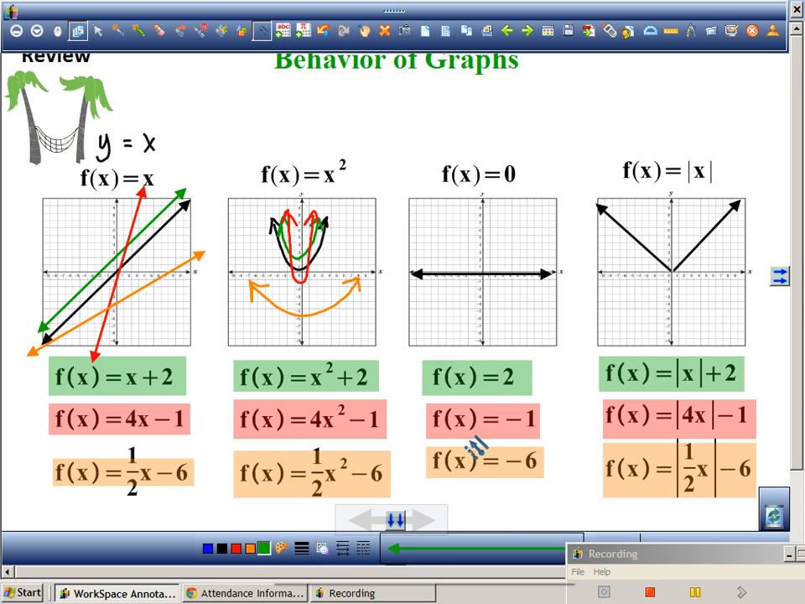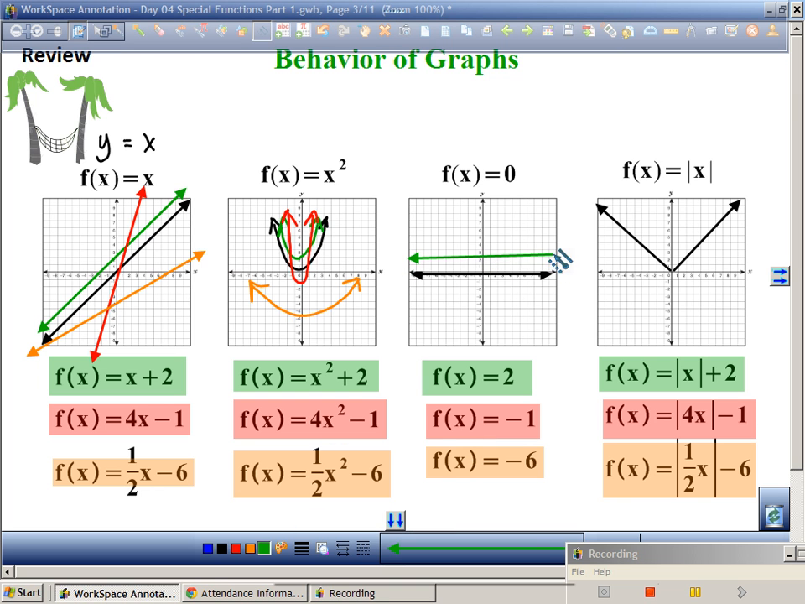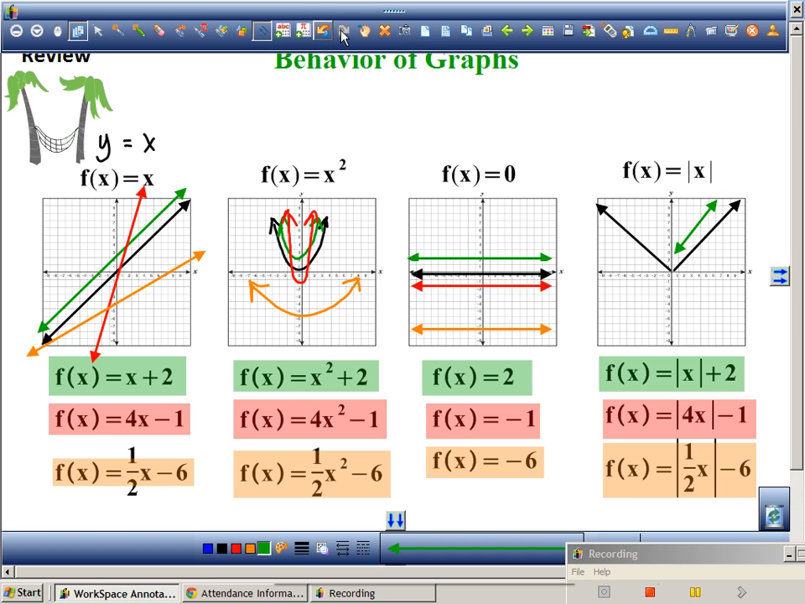The green one, where's that going to be? Up 2, this one's pretty easy, right? And the red one? Down 1, and the orange one? Down 6, it's not perfect. Absolute value. What's the absolute value of x add 2? Shift it up 2. Here's it again.